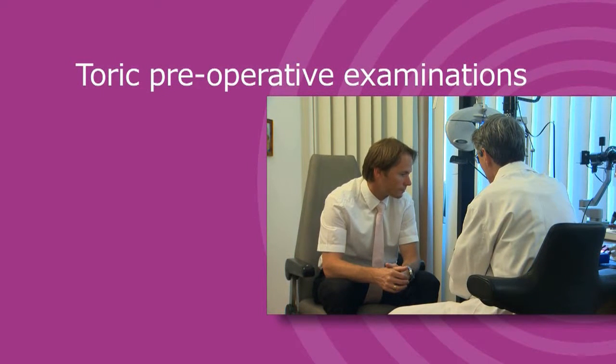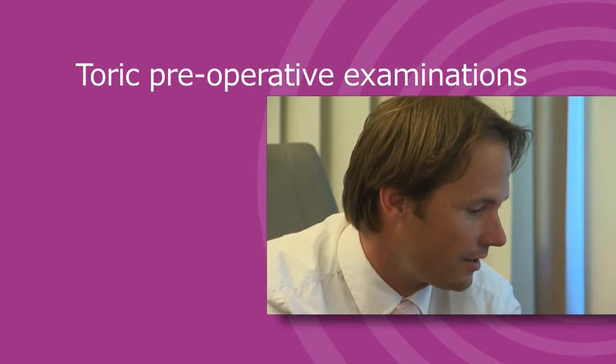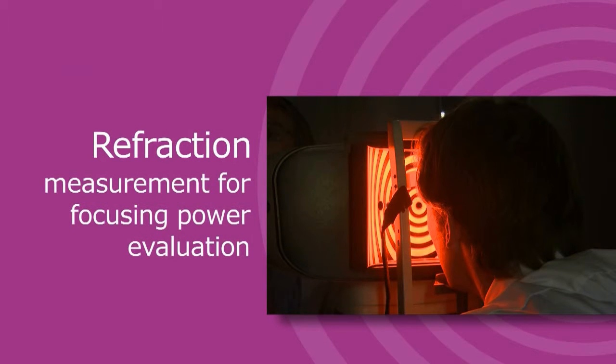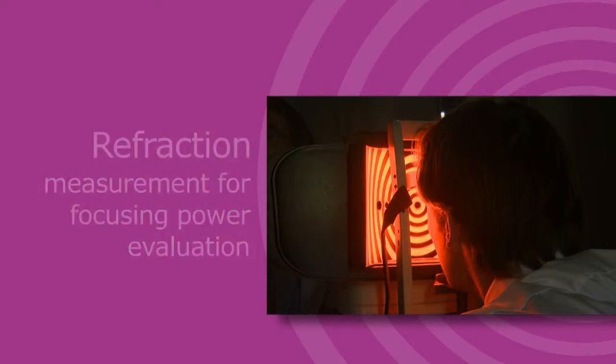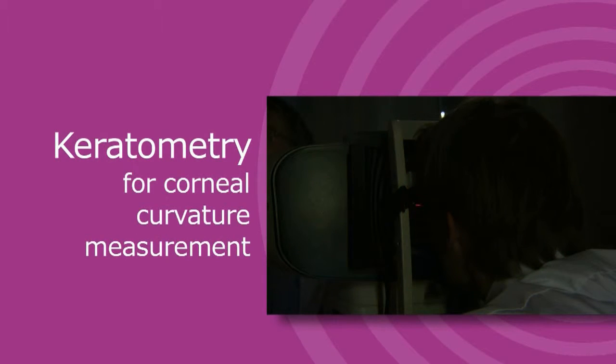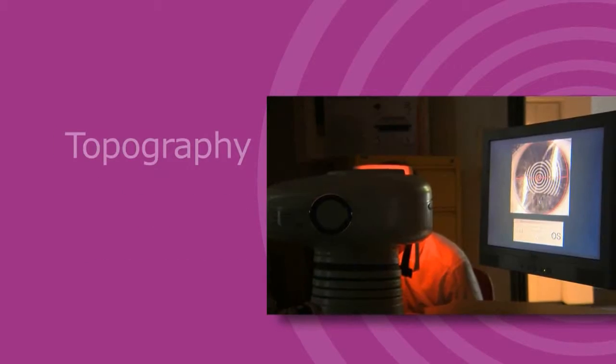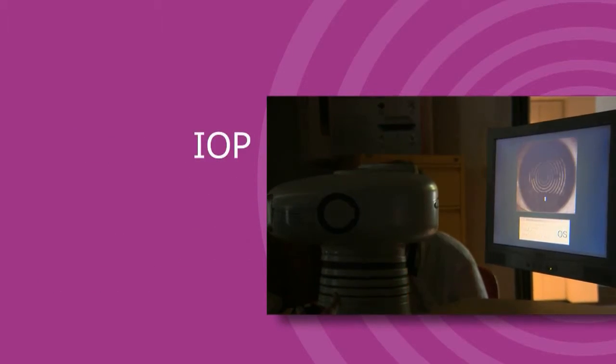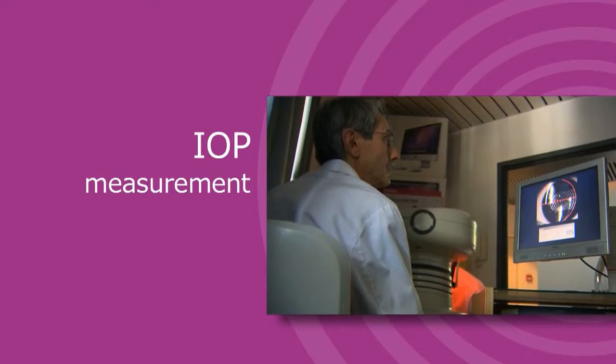A few weeks before going under surgery, some precise tests should be conducted to allow the ordering of the required toric lenses. These are a precise measure of refraction to evaluate the focusing power of the eye, the measurement of the curvature of the cornea through keratometry, a topography, a procedure which provides even more detailed information of the shape of the cornea, and a measurement of intraocular pressure.